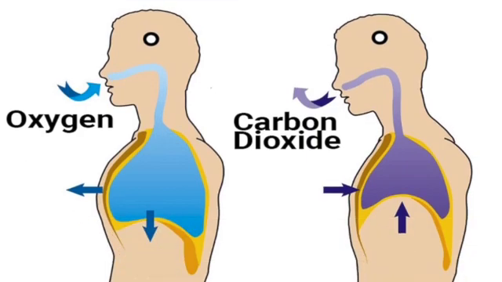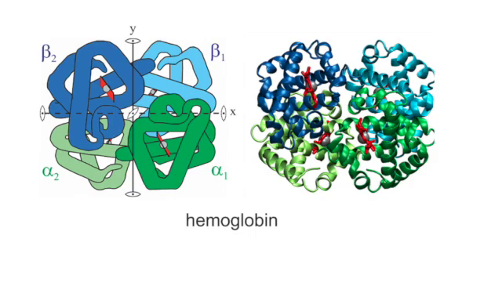So for starters, we all know that we breathe in oxygen and we exhale carbon dioxide. This oxygen is transported all around the body to our cells, and there are two proteins that help to ship this oxygen and carbon dioxide around. They are myoglobin and hemoglobin. Let's first talk about the structures of these proteins.